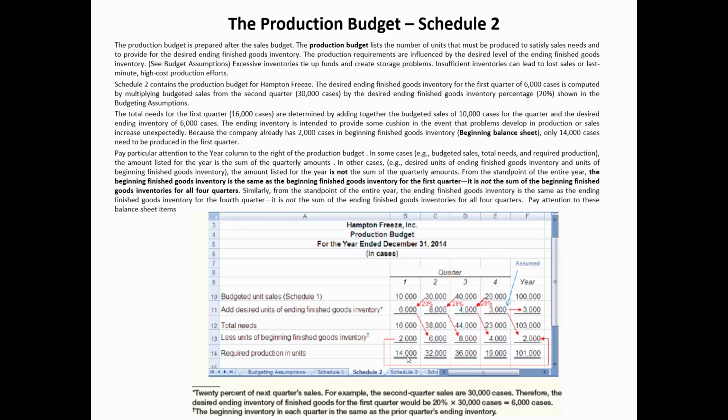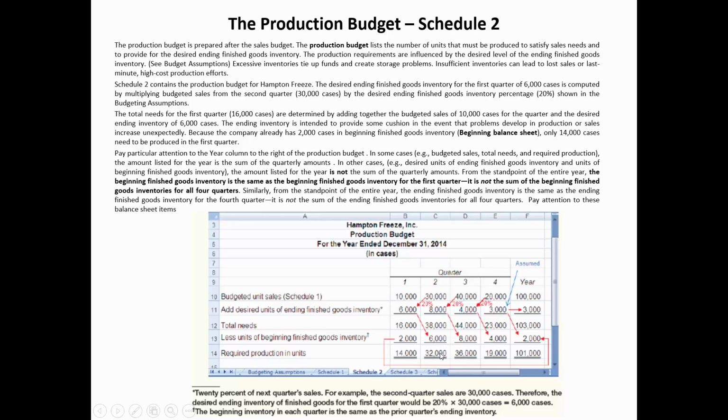Now, let's see how the pattern will repeat itself. In quarter two we want to sell 30,000, but we need to have 20% of quarter three's budgeted production on hand. So we'll need enough on hand for 8,000 cases. So that's 38,000. But we had desired ending finished goods inventory from the prior quarter, quarter one, of 6,000. So we have 6,000 on hand. We're going to subtract that, and that means we only have to produce 32,000.